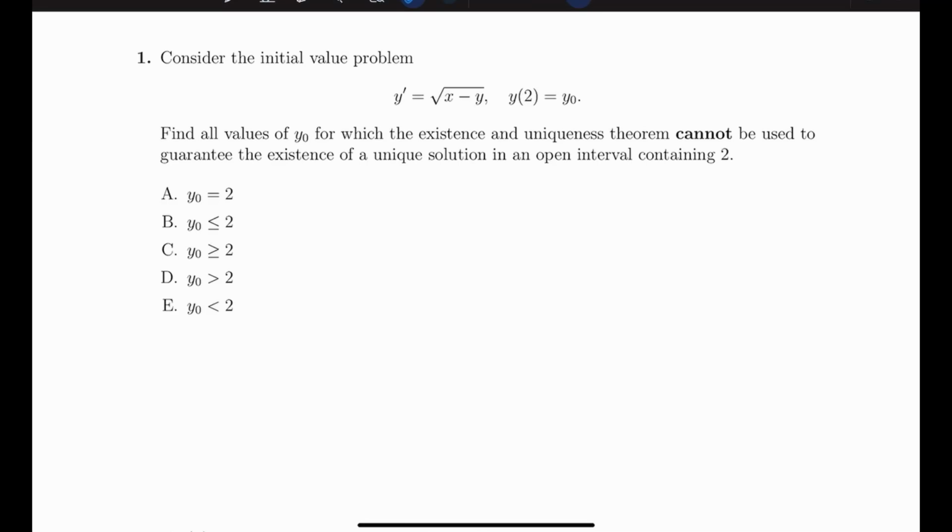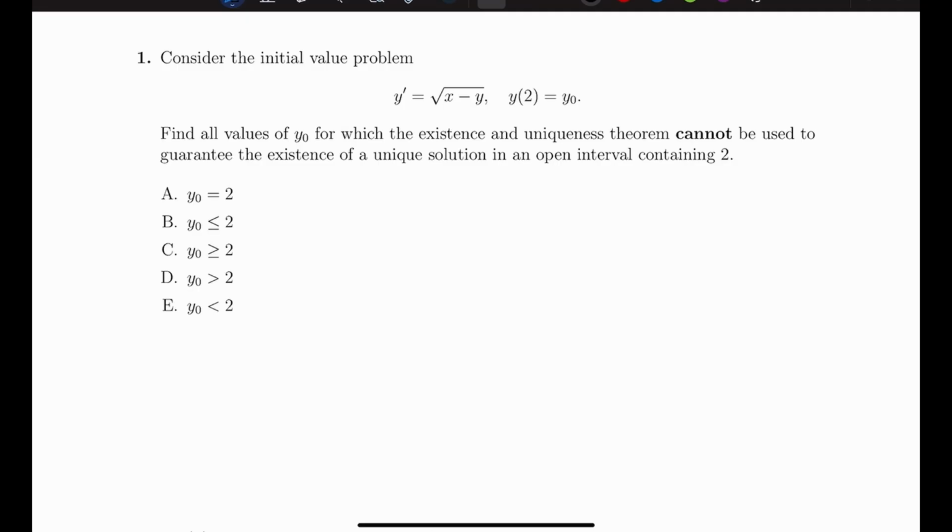Problem number 1 here is an existence and uniqueness problem. Pay attention to the fact that it's asking us where the theorem cannot be used, and we're given our initial x, but we're not given y naught here. That's what we're asked to find, what y naught cannot be to guarantee existence on the interval containing 2.